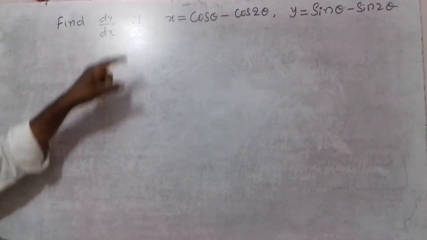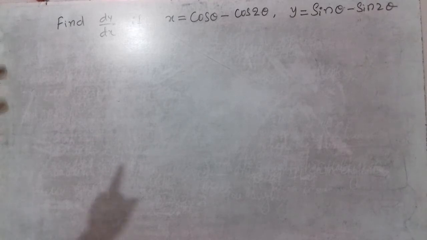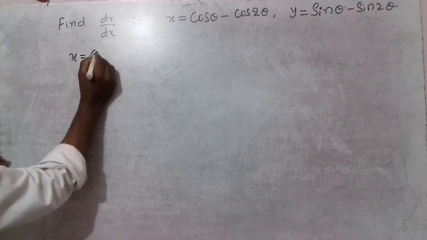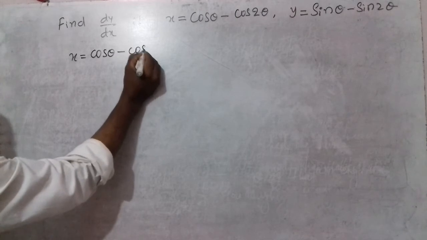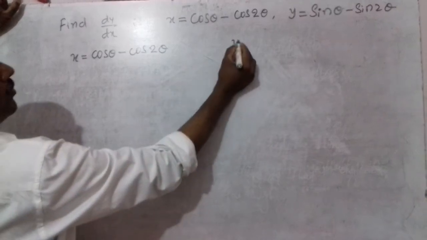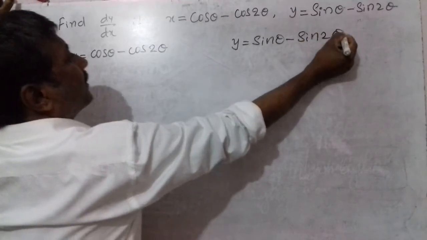Find dy by dx if x equals cos theta minus cos 2 theta, y equals sin theta minus sin 2 theta. So here x and y are parametric functions. Therefore, to find dy by dx, we have to differentiate x and y with respect to the common parameter theta. x equals cos theta minus cos 2 theta, y equals sin theta minus sin 2 theta.